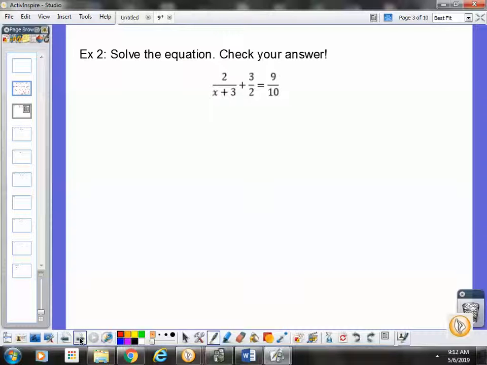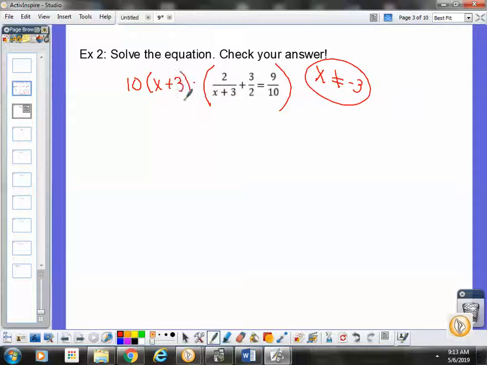What value of x would make our denominator equal to 0? Again, negative 3 would. So I'm going to write off to the side that x cannot equal negative 3. If I was to get a common denominator amongst these three fractions, what would the common denominator be, the least common multiple? 10 and an x plus 3. So we're going to have to multiply every fraction by that common denominator.